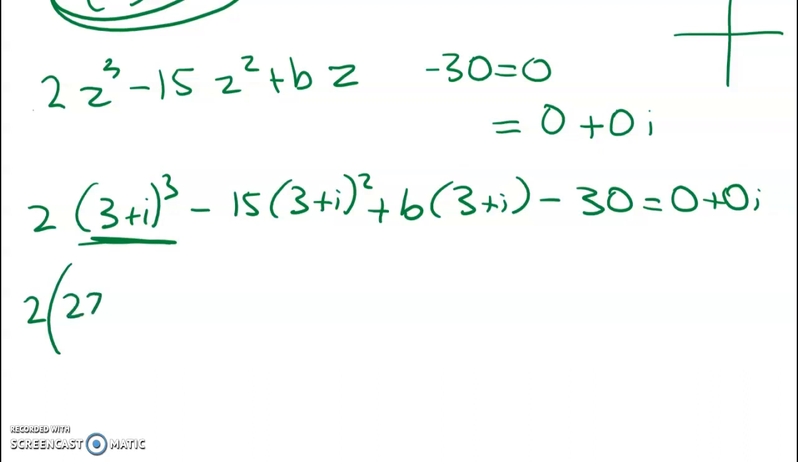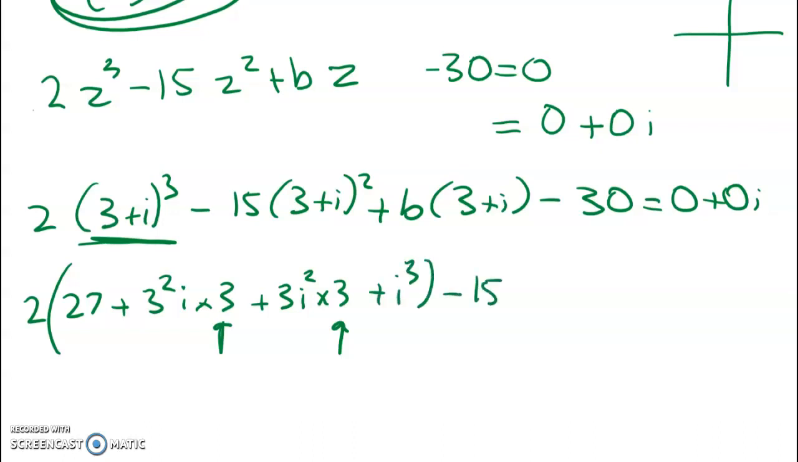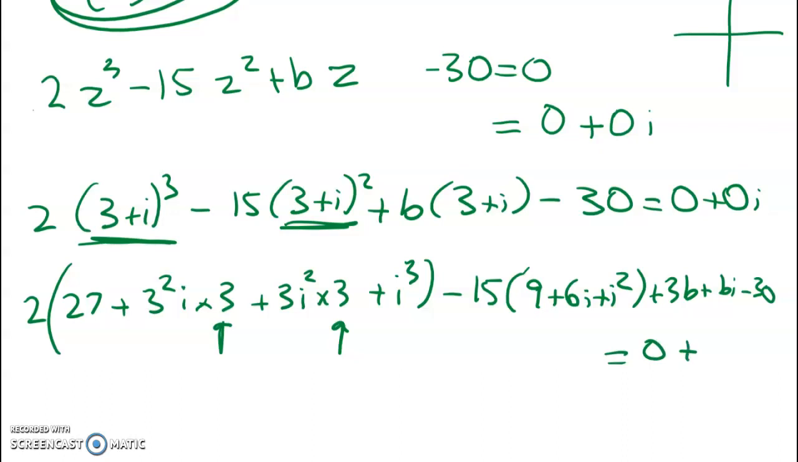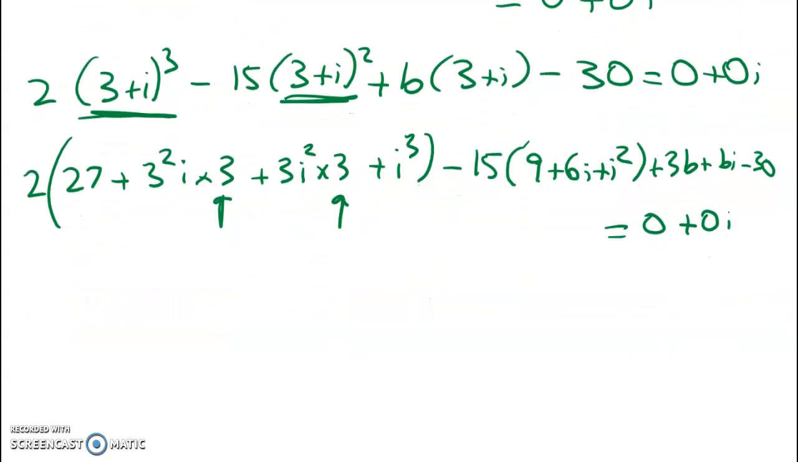So 3 cubed, 27, plus 3 squared i times 3, that's my Pascal's triangle number, plus 3i squared times 3, that's my Pascal's triangle number, plus i cubed, minus 15 times, expanding this, 9 plus 6i plus i squared, plus 3b plus bi minus 30. And that equals 0 plus 0i. So lots of places to screw up the simple calculations. So let's go slowly here.